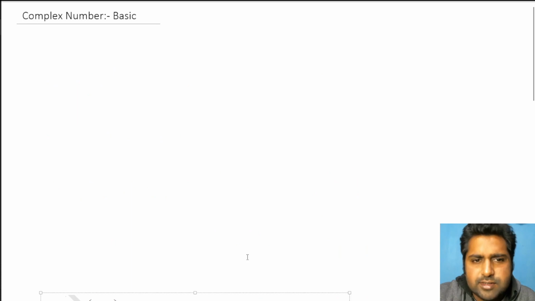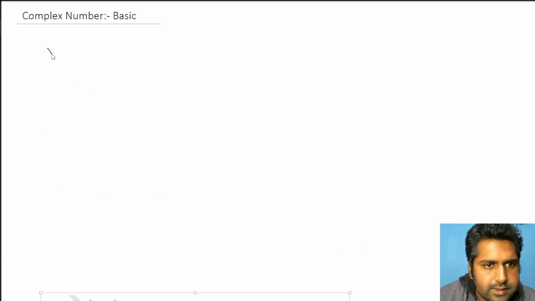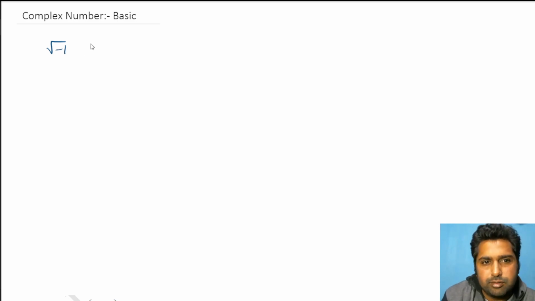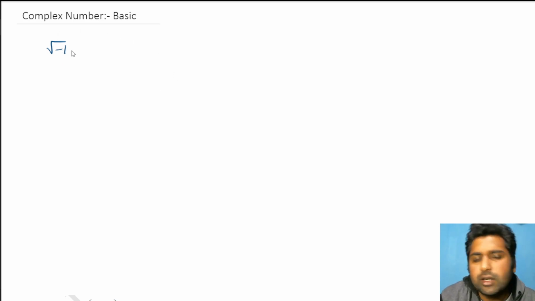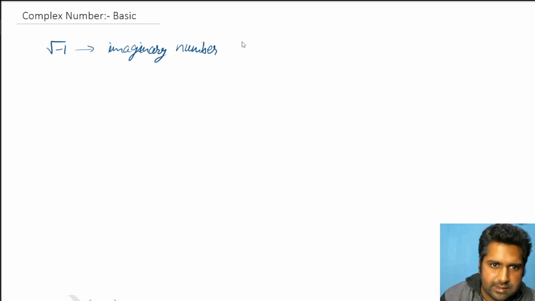So let's first introduce what sort of numbers we have to talk about in this. Basically, we have to talk about square root of minus 1. Technically, inside the square root, a number always has to be positive. Means inside square root, negative number is not allowed. Then how can we deal with square root of minus 1? This is not a real number, first of all. It's an imaginary number. Means we cannot show this on number line. It doesn't exist that way.